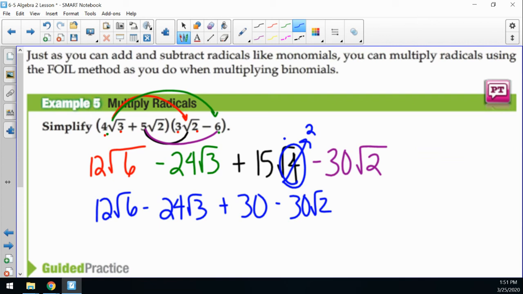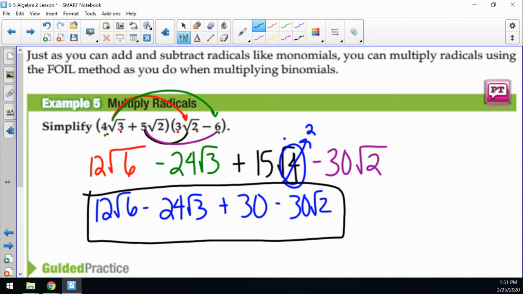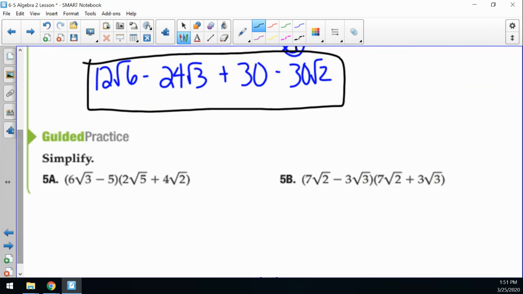I can't break anything down. And so this is technically our answer right here, right? That's our answer right there. Simplified as far as we can, right? There's nothing more we can do. So here's a couple examples that you can try on your own as well.